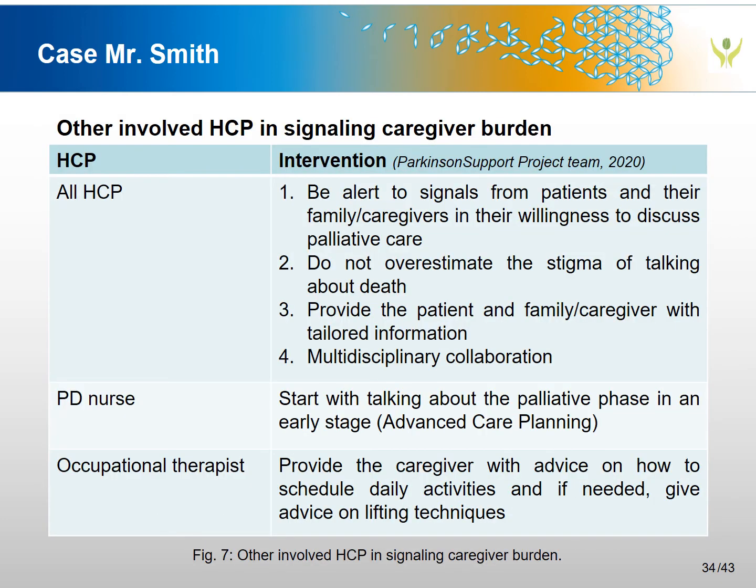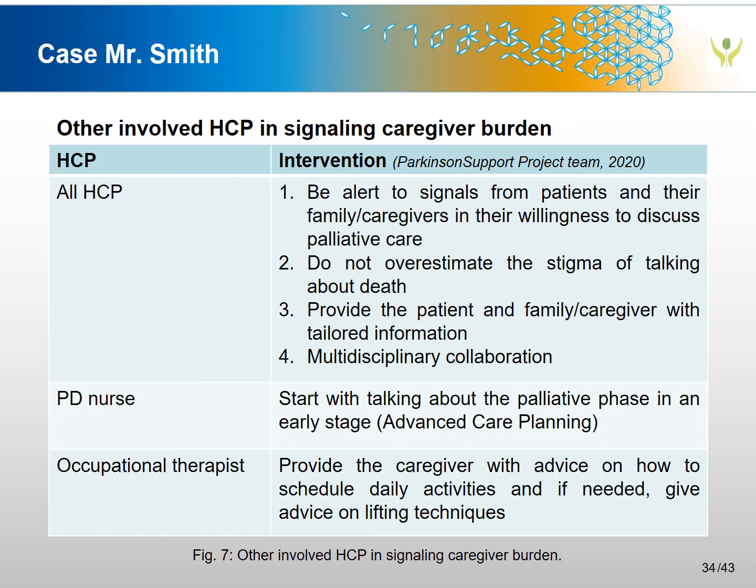All healthcare professionals should be able to notice caregiver burden. As a professional, they need to be alert to signals from patients and their family or informal caregivers, in their willingness to discuss palliative care. Additionally, they should not overestimate the stigma of talking about death. Moreover, they are to provide the patient and family or caregiver with tailored information. Finally, healthcare professionals need to collaborate multidisciplinary.